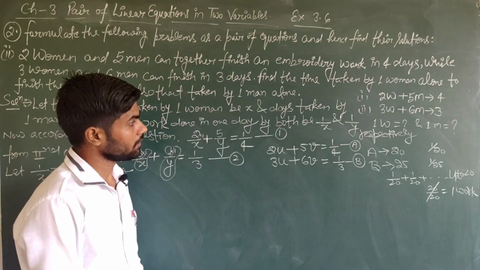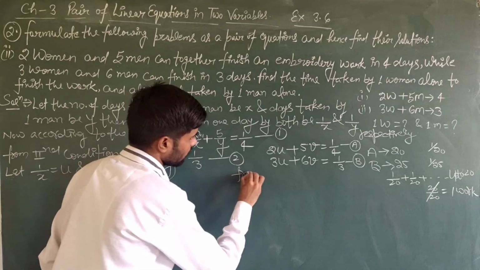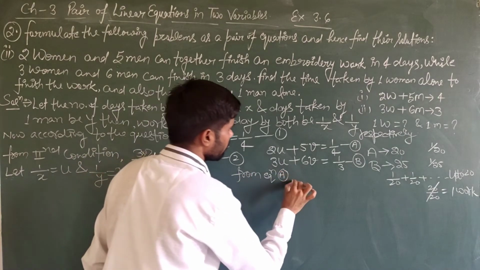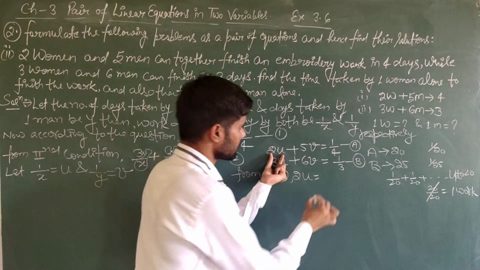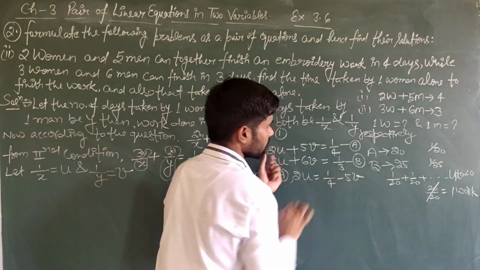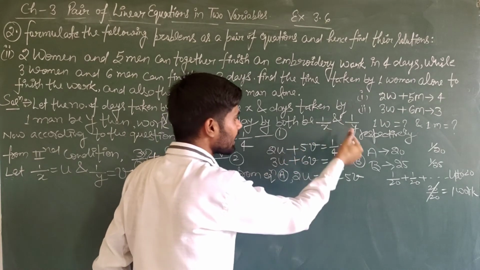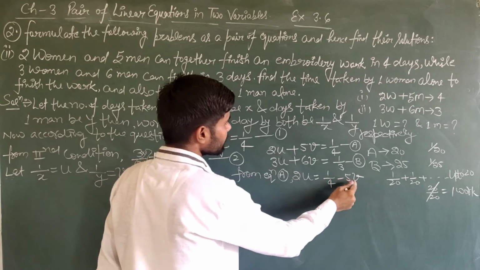Now we can solve by any one of the methods: substitution method, elimination method or cross multiplication method. Now we can apply substitution method. From equation A, we can write 2u is equal to 1 upon 4 minus 5v. Okay, can we write? 5v is positive on the left side and this will be negative on the right side. 2u is equal to 1 upon 4 minus 5v.